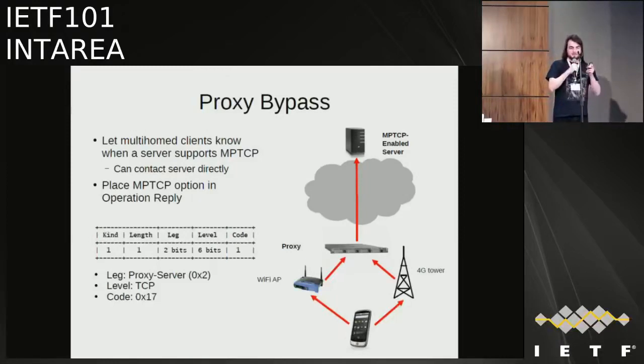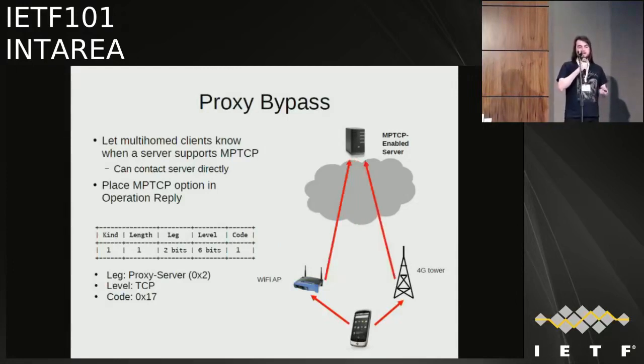Now, in case a server does support MPTCP, the proxy can place an MPTCP option in its operation reply, signaling to the client that the upstream server does indeed support MPTCP. Then the client can forego the use of the proxy and talk to the server directly in further connection attempts.